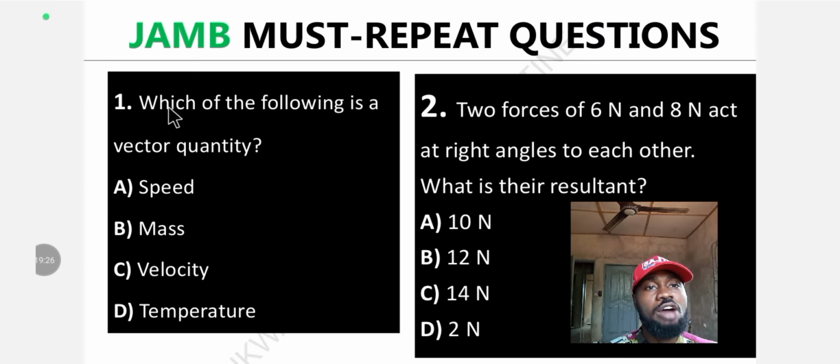Question 1. Which of the following is a vector quantity? A. Speed. B. Mass. C. Velocity. D. Temperature. What's the answer? Drop the answer in the comment section. Question 2. Two forces of 6 Newton and 8 Newton act at right angles to each other. What is their resultant? A. 10 Newton. B. 12 Newton. C. 14 Newton. D. 2 Newton. Drop the answer in the comment section.